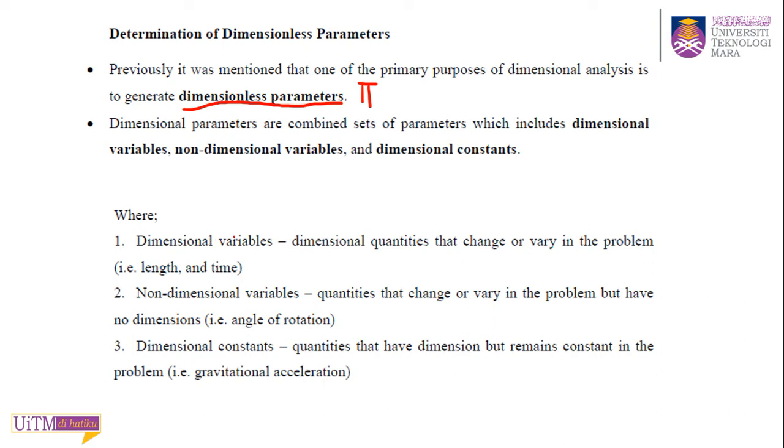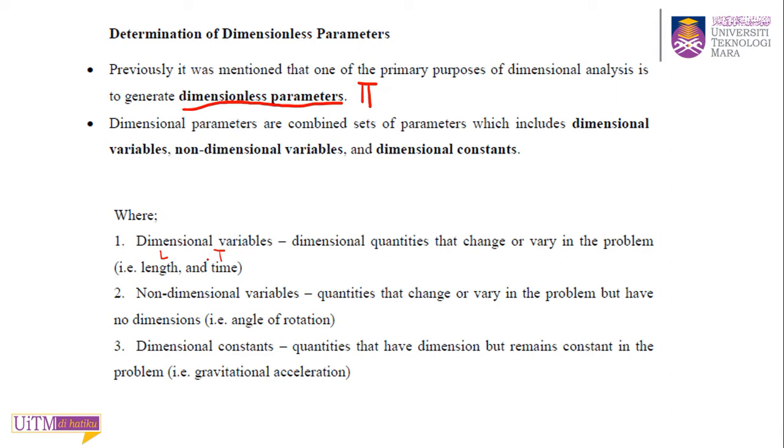Okay, the dimensional variables are dimensional quantities that change or vary in the problem. For example, the length and time. These are things that are in the equation, right? For example, velocity. So you have length and time. And these can change. The length can change, the time can change too. So those are dimensional variables.